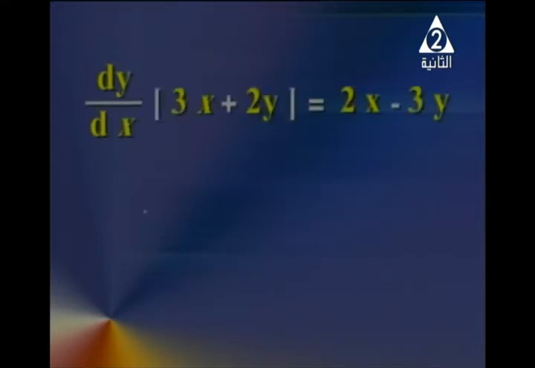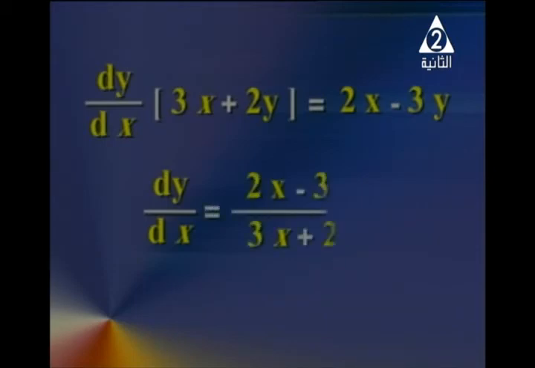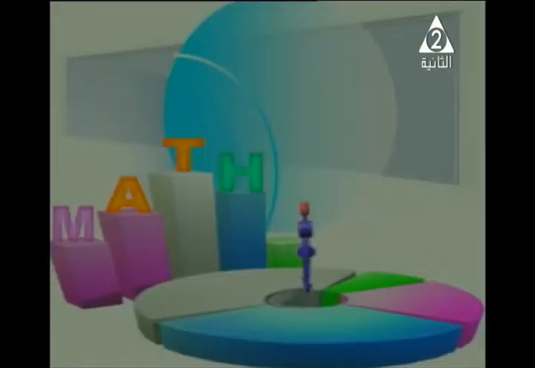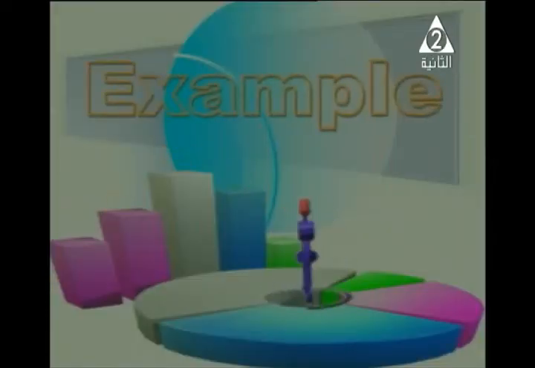In this case, dear student, dy over dx multiplied by (3x plus 2y) equals 2x minus 3y. We find dy by dx by dividing: dy by dx equals (2x minus 3y) over (3x plus 2y). Look at another example.